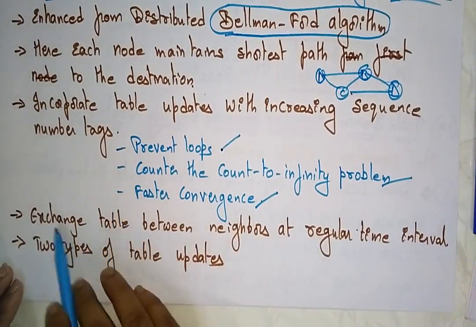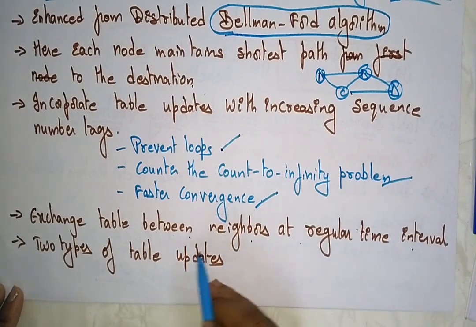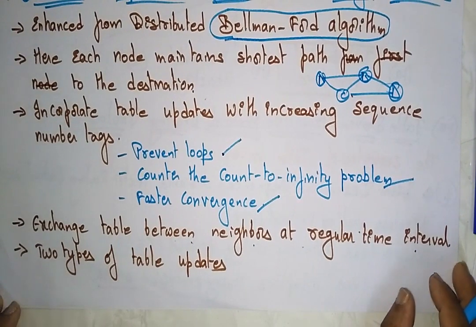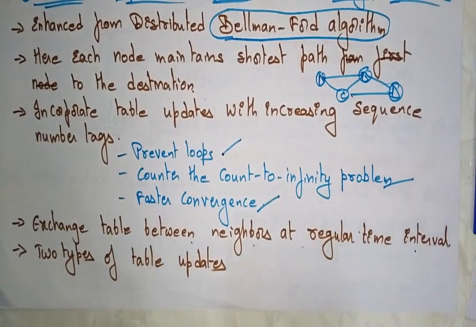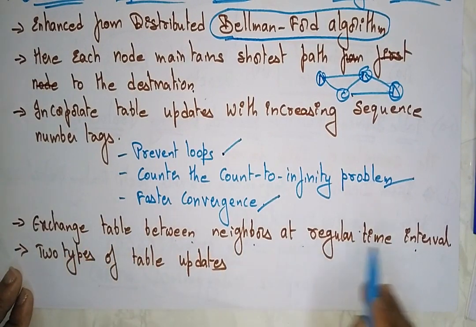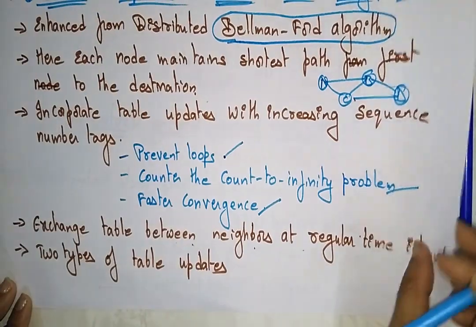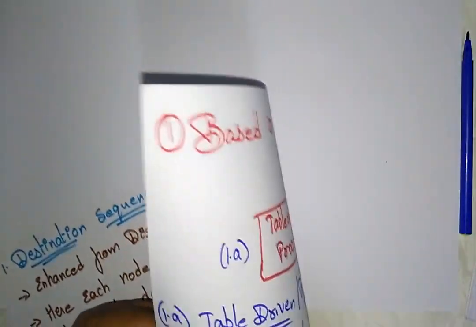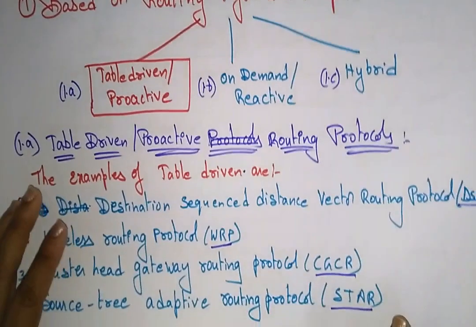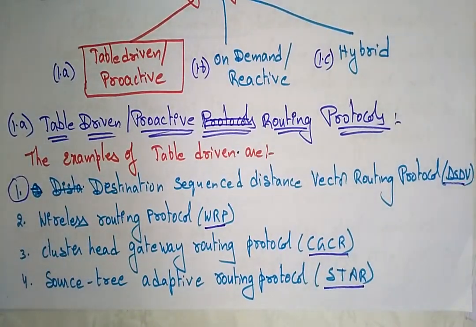DSDV exchanges tables between neighbors at regular time intervals. This is important because we are dealing with wireless communication, which means the topology will be changing dynamically. So the exchange of tables between neighbors at regular time intervals has to be maintained. There are two types of table updates in DSDV. Let me explain those two.